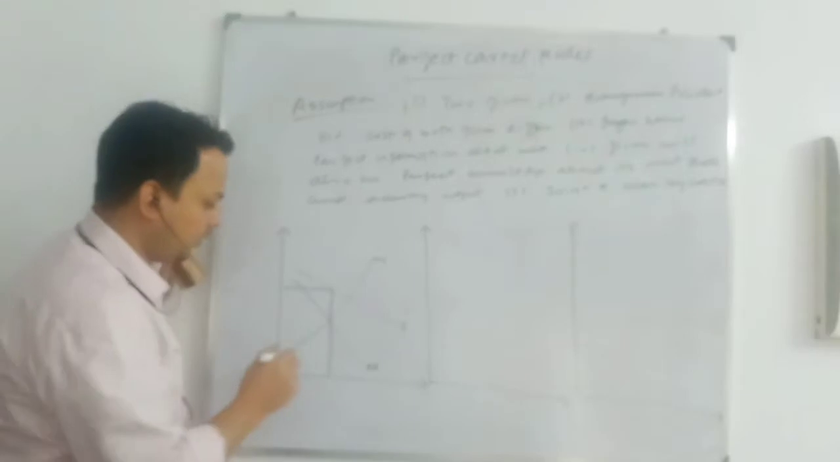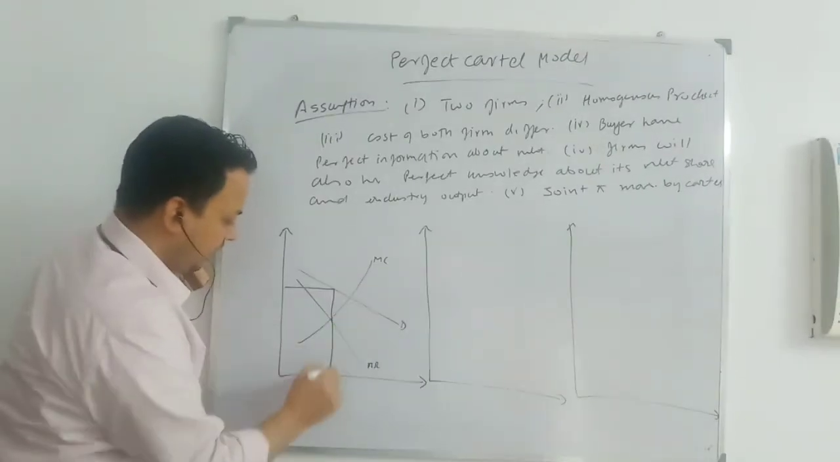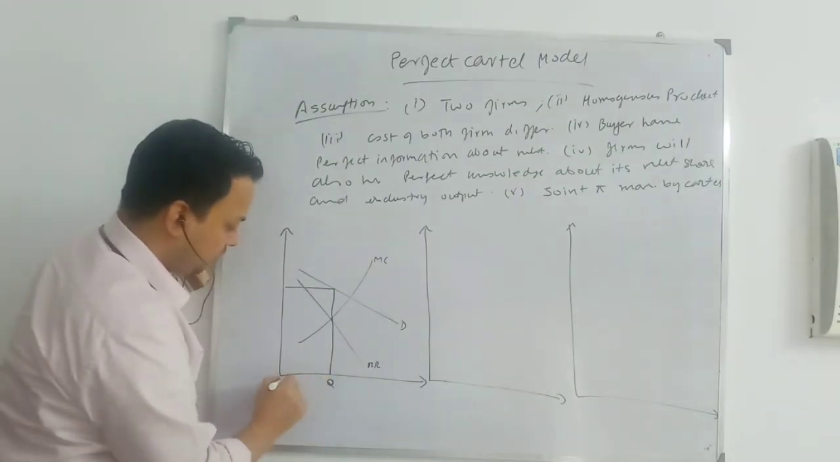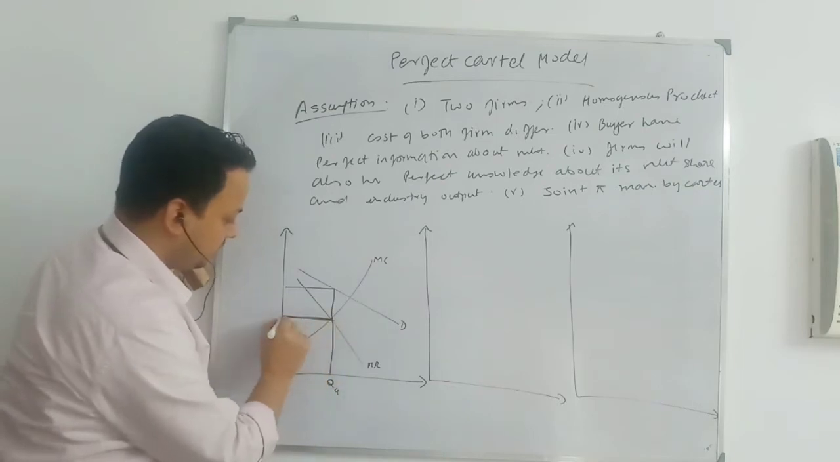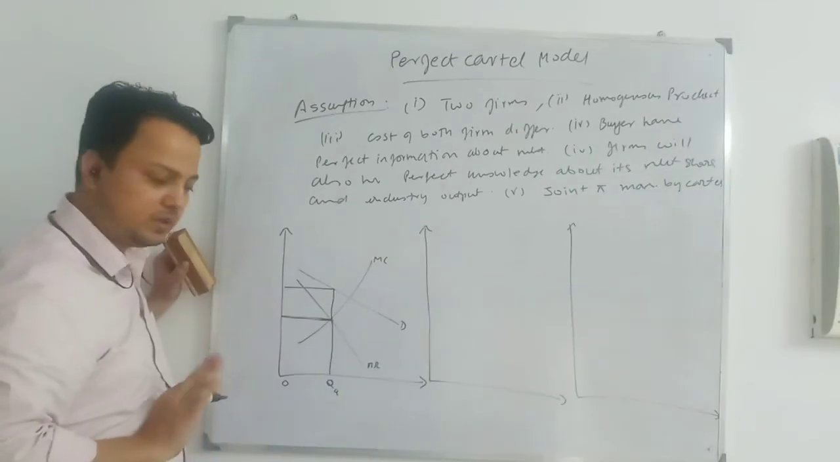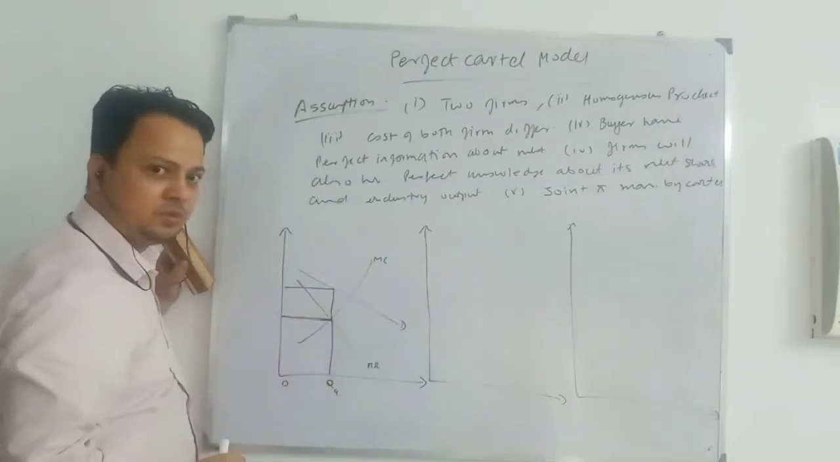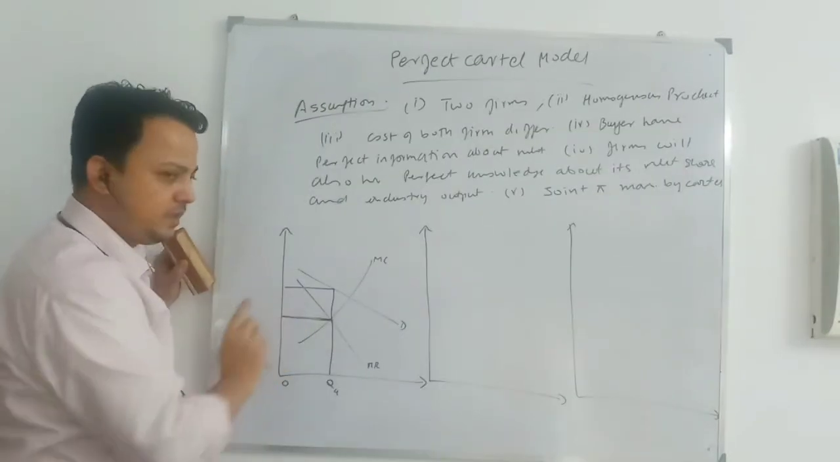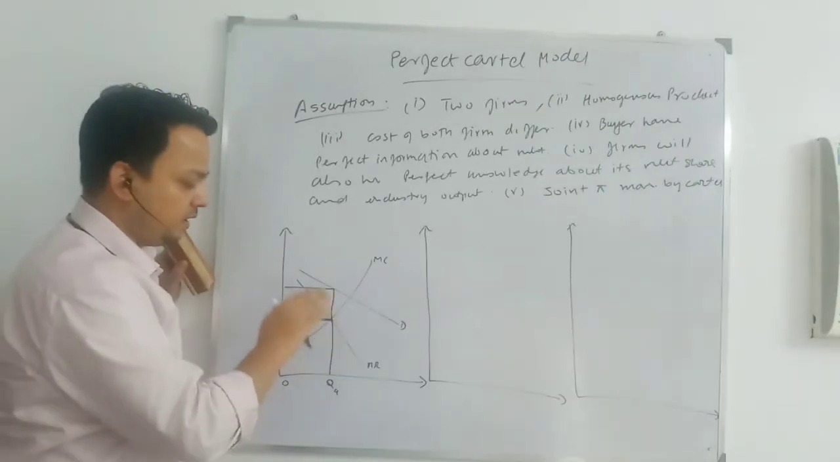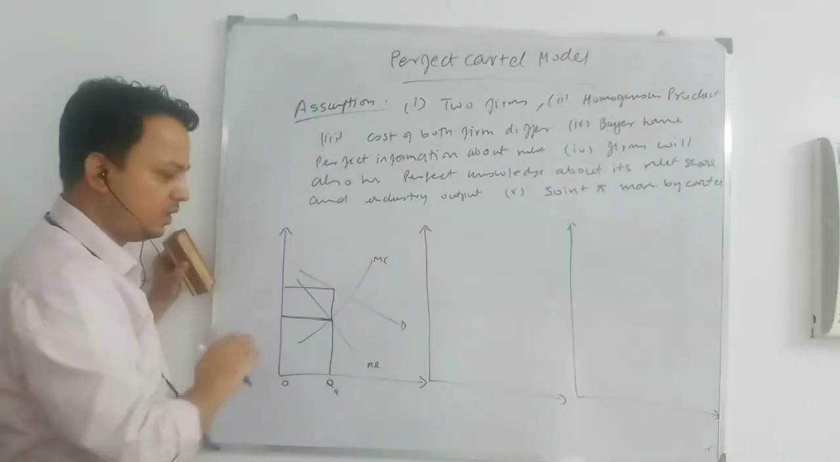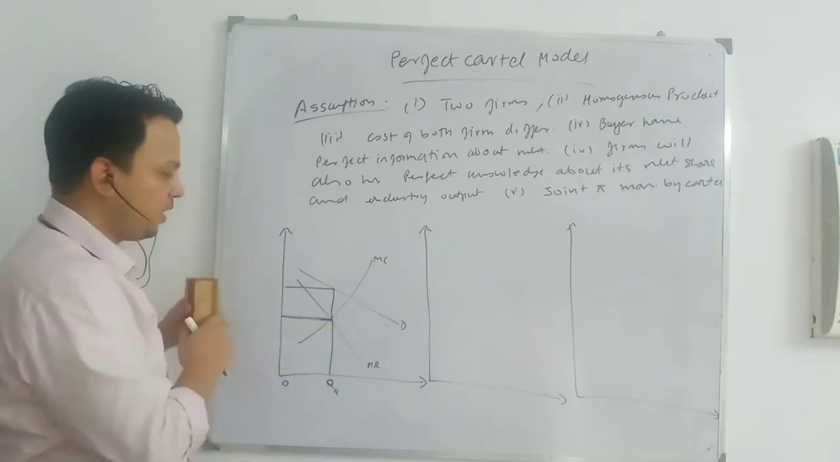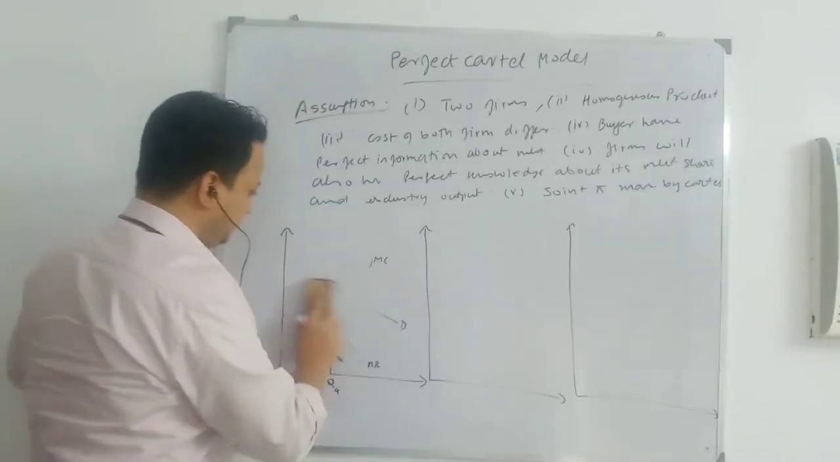What I want to make clear here is that up to this output level, say OQA, your marginal revenue remains the same. So remember this one. When we derive the marginal revenue curve for firm 1 and firm 2, we will be taking a horizontal marginal revenue curve.